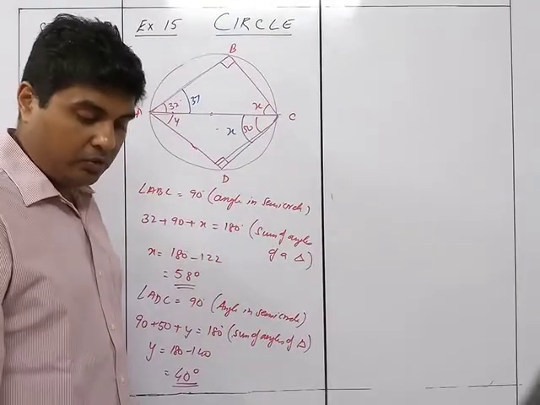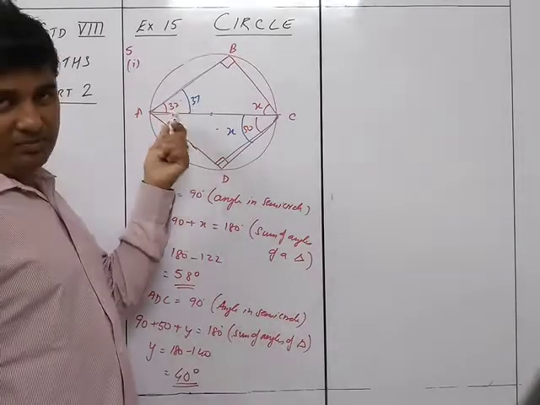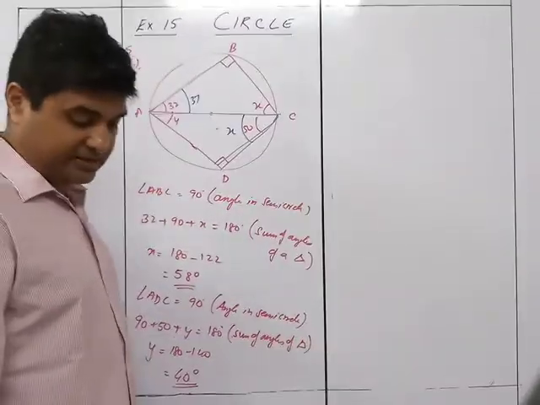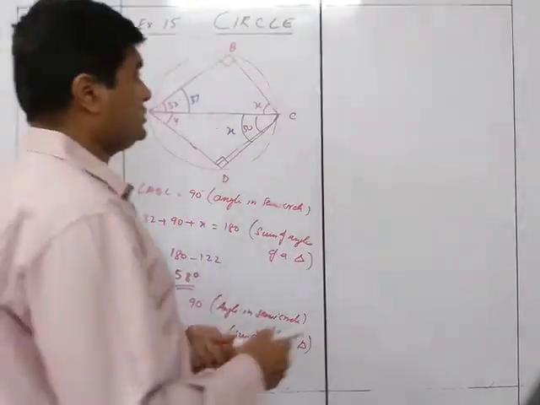And if this is 37, this is 90. How will we find out y? Just the same way as what we did in this case. So that was the second one. Now we move to the third question.